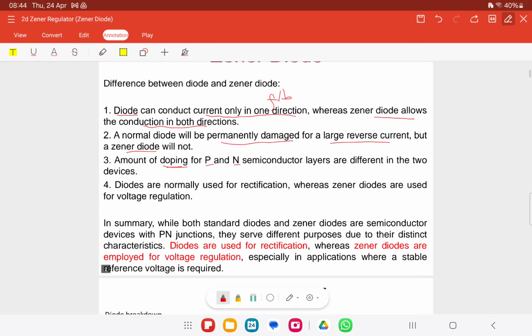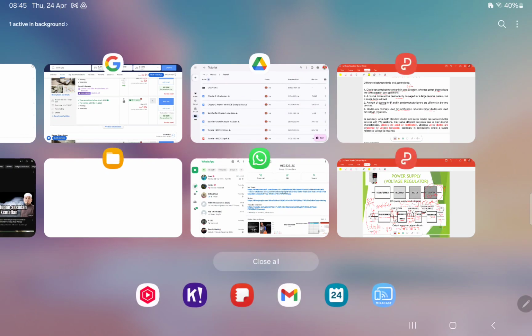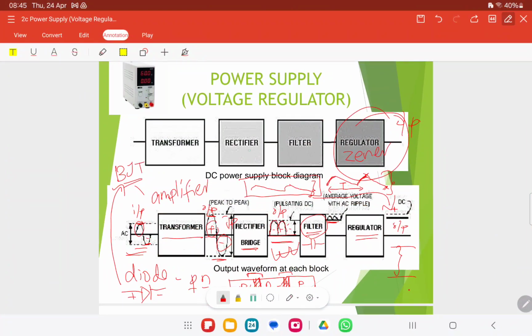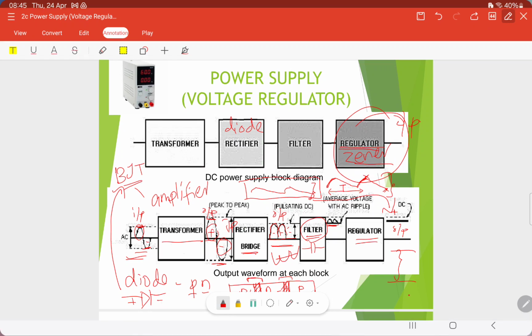Okay, the normal diode we use in the rectifier circuit, but the Zener diode we apply in the voltage regulator, here. The rectifier here uses the normal diode. For the regulator, we use the Zener diode in the circuit.